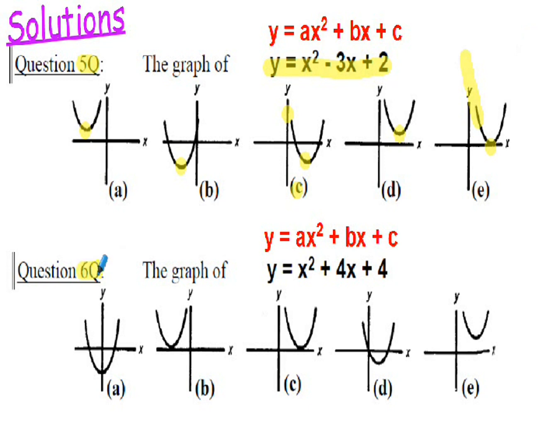And finally question 6Q, we're given the equation y is equal to x squared plus 4x plus 4. So we've got an A value of 1, a B value of 4, and a C value of 4. So in this case we've got a positive B upon A ratio. The vertex will be on the left hand side. The only solution that has a vertex on the left hand side is B. So B looks like the solution to this equation.